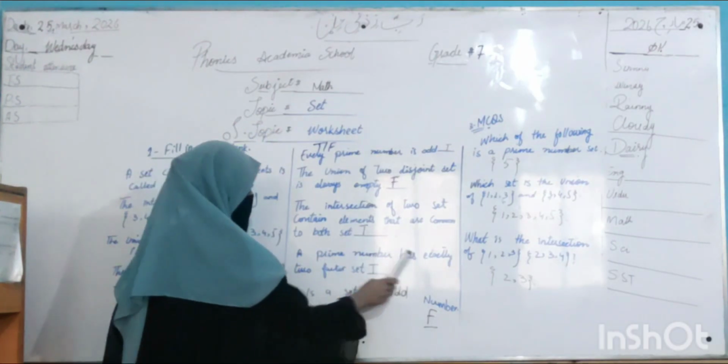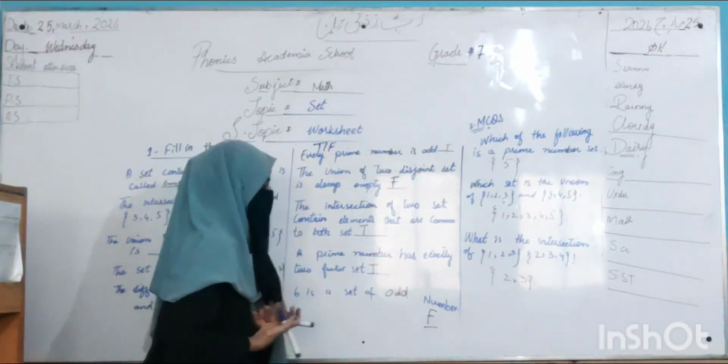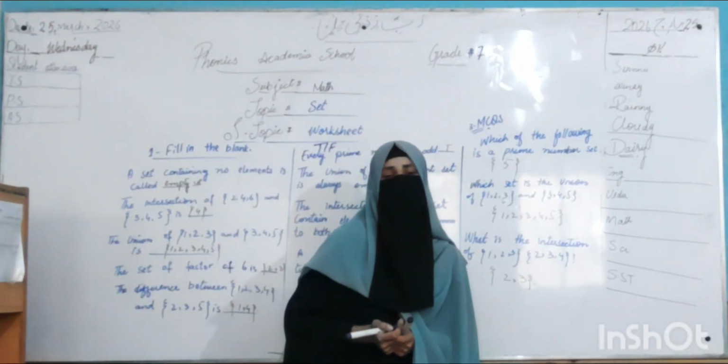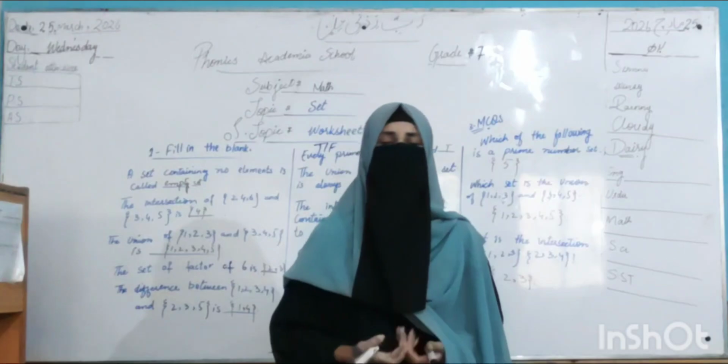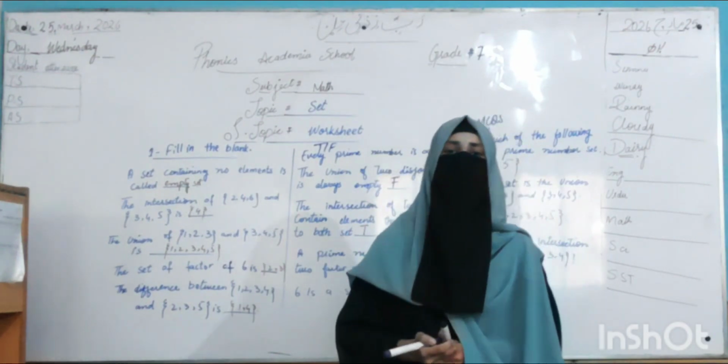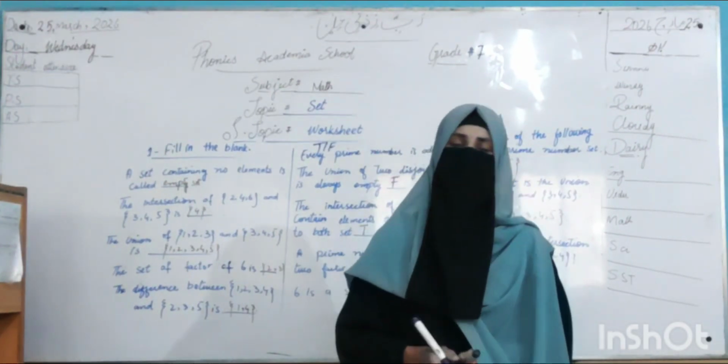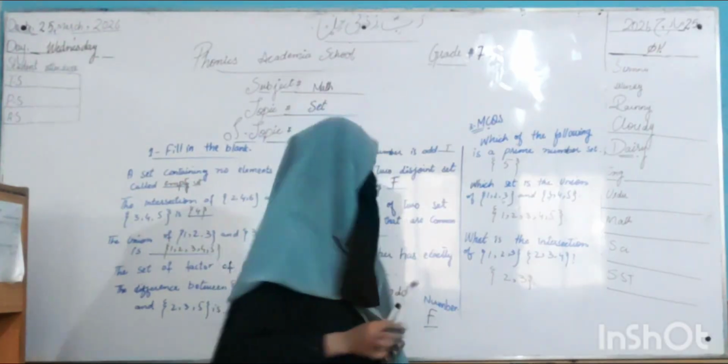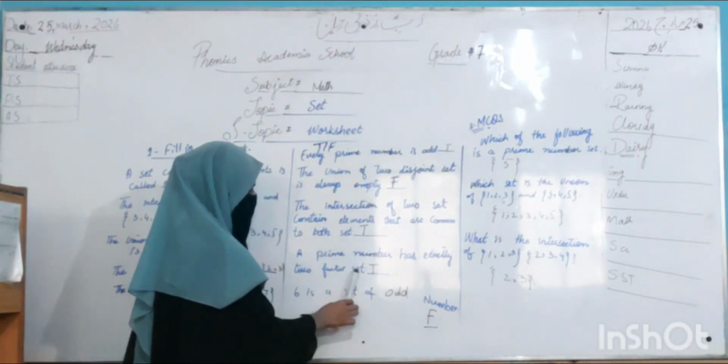A prime number has exactly two factors. You know that a prime number is a number that comes on the table of 1 and on its own table. So a prime number has two factors. It means the statement is true, because a prime number actually has exactly two factors.